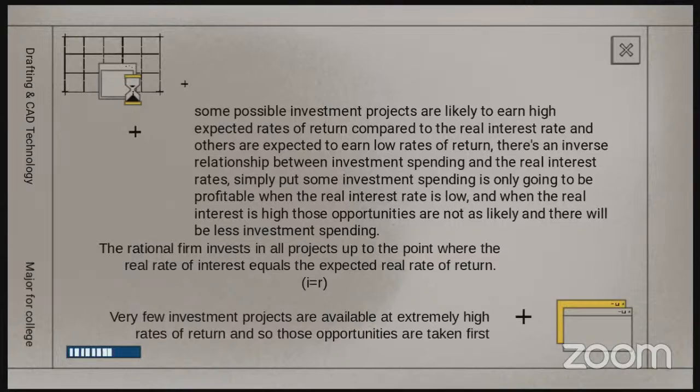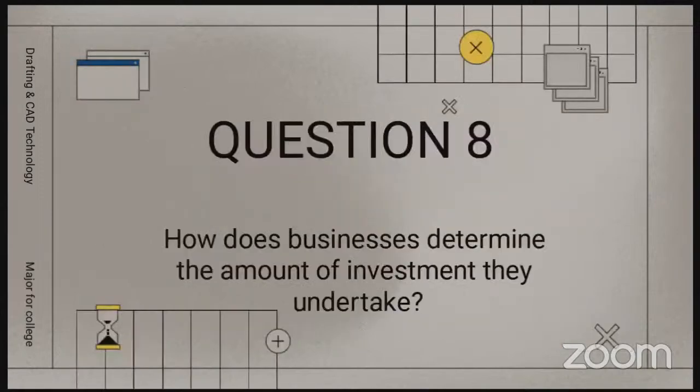The rationale is that firms invest in all projects up to the point where the real rate of interest equals the expected real rate of return. So i equals r. Very few investment projects are available at extremely high rates of return, and so those opportunities are taken first. On to the question: how do businesses determine the amount of investment they undertake?